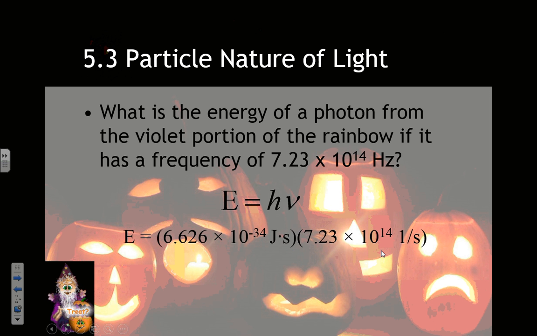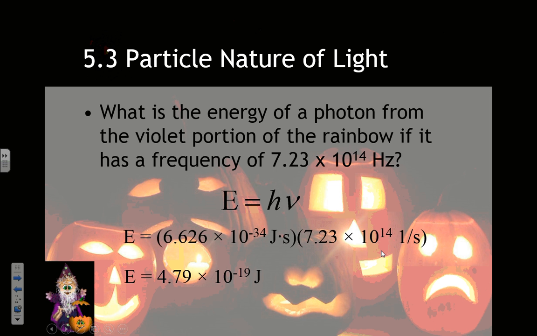So you don't have to memorize it, you just have to know how to use it. And I'm going to multiply that by nu, which is the frequency, 7.23 times 10 to the 14th hertz, or inverse seconds. Now I wrote it as 1 over s because it's easier to see what happens to my units of s. When I take joule seconds and multiply it by 1 over s, s is going to cancel and leave me with units of joule, which is exactly what I expect if I'm calculating an energy.